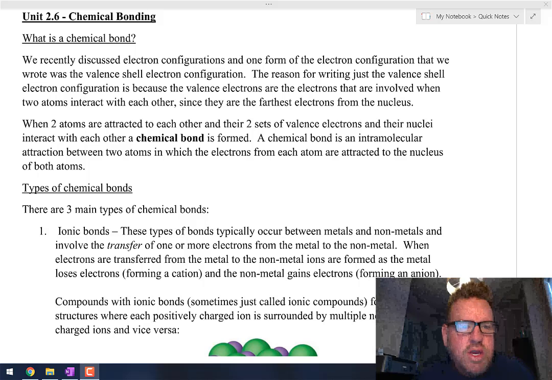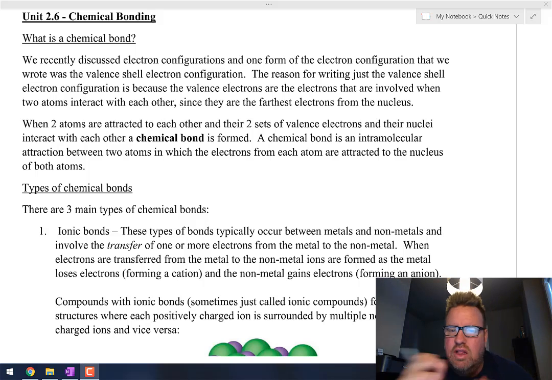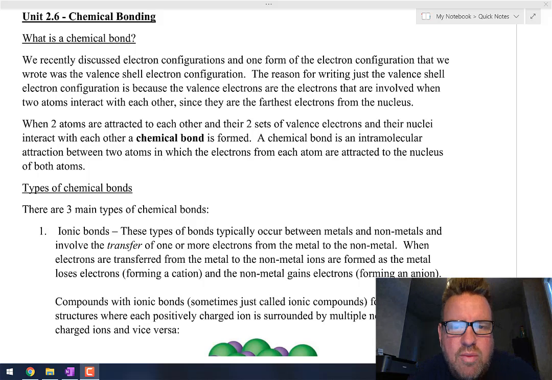Okay, we're going to switch gears here a little bit, and now we are going to begin talking about what's called chemical bonding. We've talked a little bit about this, just a few things here and there. We talked about how electrons are organized in an atom. We talked about electron configuration. We talked about the valence shell electron configuration.